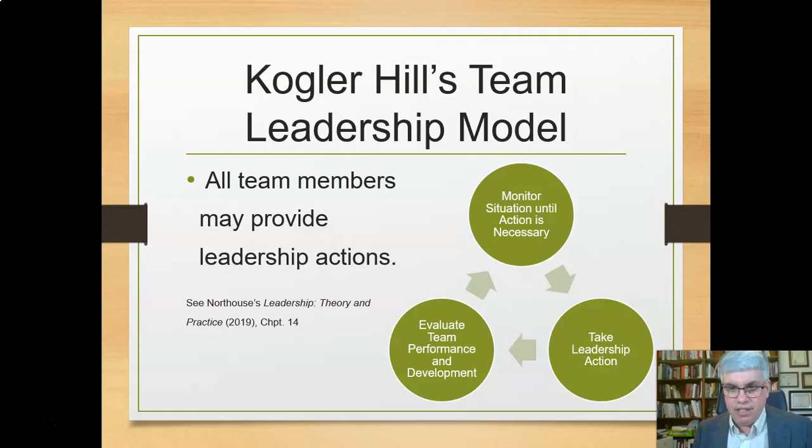And we've got this little triangle here of a continuous process. If you're starting down bottom on the left, you evaluate team performance and development. You look at how the team is doing. Is it doing what it's supposed to? Is it going well? You figure out what's going on, and you monitor what's going on until you decide it's not going well. Something needs to be done. And then when something is necessary, you can take leadership action. And you do something to fix it, to make things better, to solve a problem.